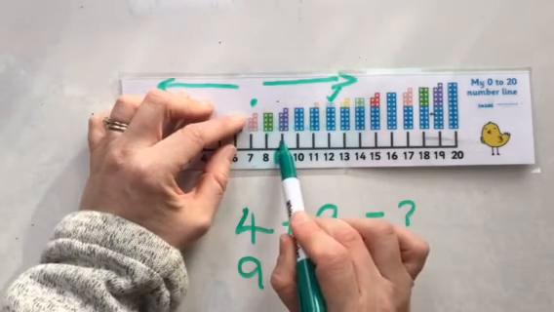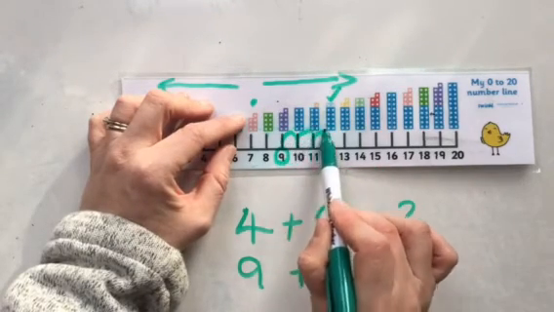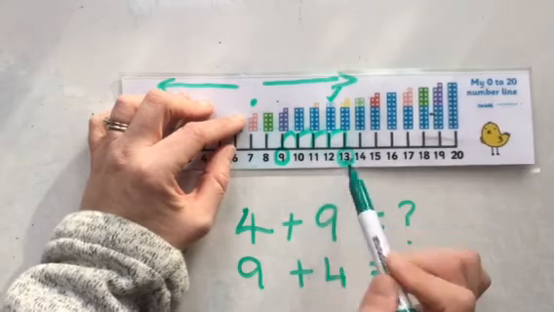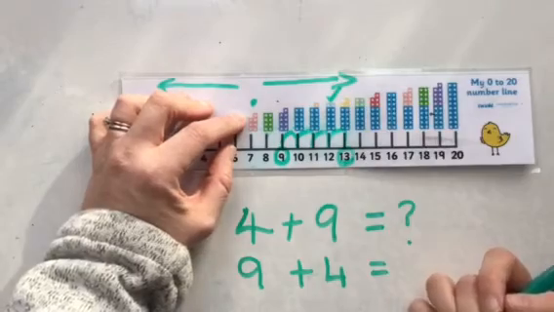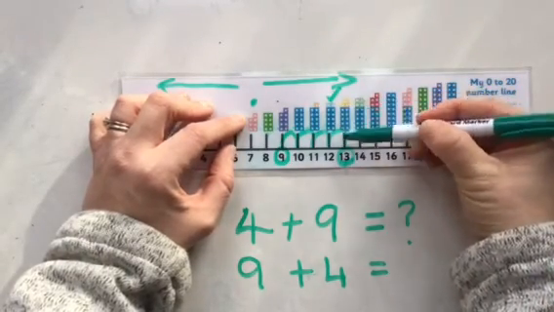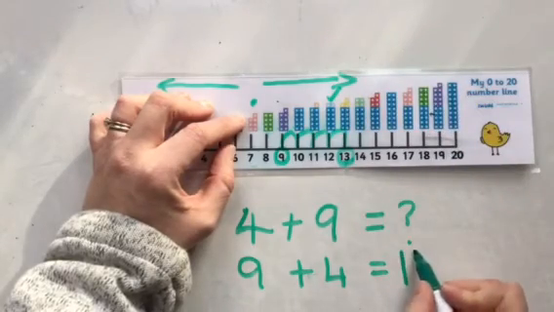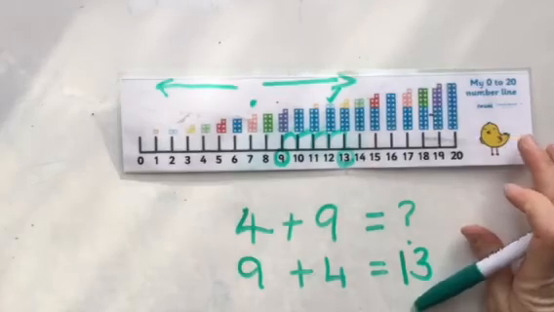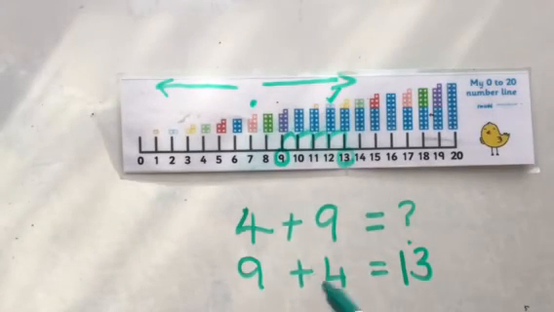So 9 plus 4. 1, 2, 3, 4. My answer is the number that I land on, number 13. 10 plus 3 more is 13. The answer is 13. So this is the count on in ones strategy.